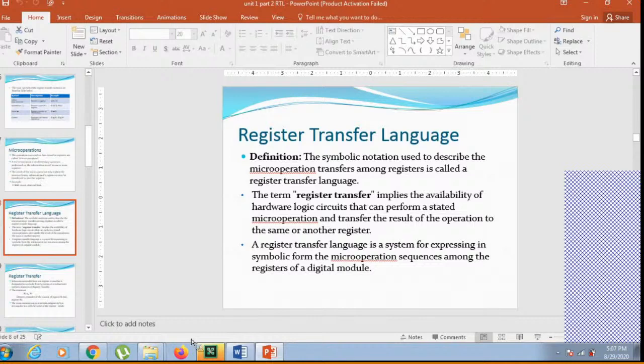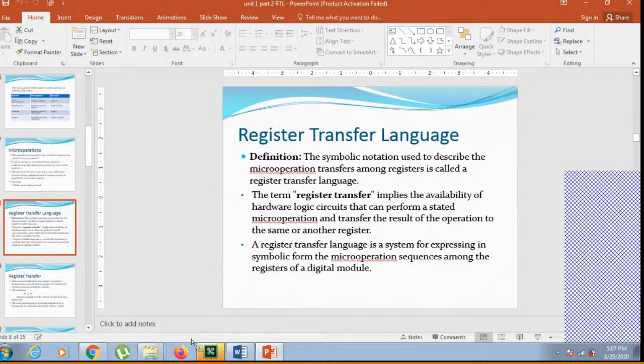replacement operator. Generally the replacement operator is something like a reverse arrow mark. An arrow mark looks like a hyphen followed by a greater than symbol. Reverse arrow mark is less than followed by a hyphen, right? Using that replacement operator you can transfer the data, right?